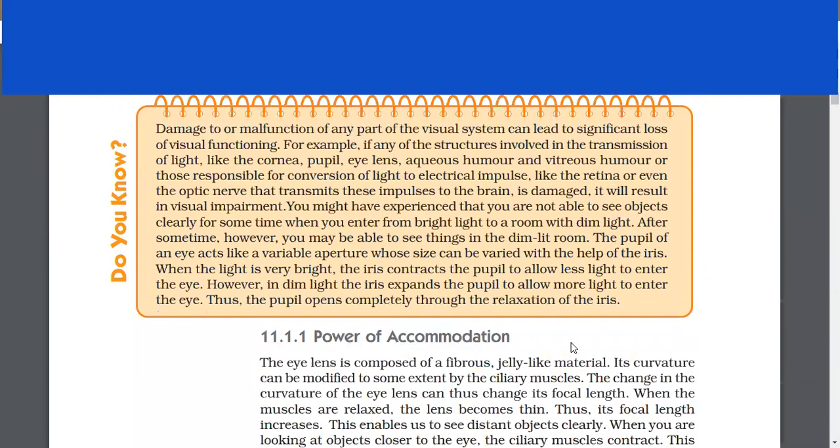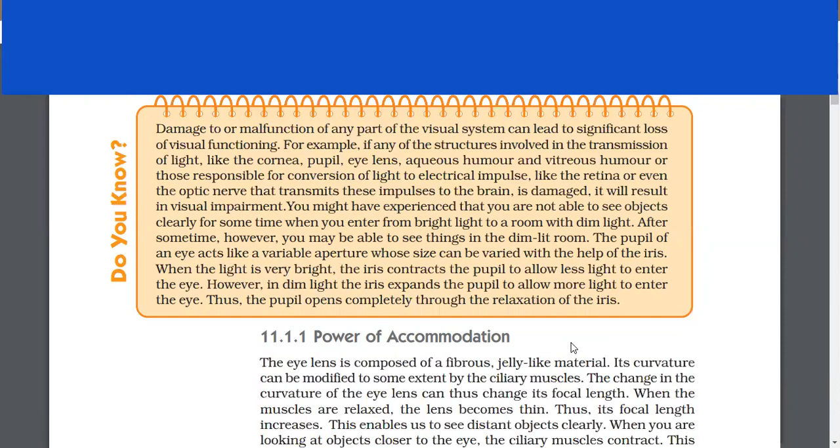Do you know? Damage to or malfunction of any part of the visual system can lead to significant loss of visual functioning. For example, if any of the structures involved in the transmission of light, like the cornea, pupil, eye lens, aqueous humor or vitreous humor, or those responsible for conversion of light to electrical impulse, like the retina, or even the optic nerve that transmits these impulses to the brain is damaged, it will result in visual impairment.